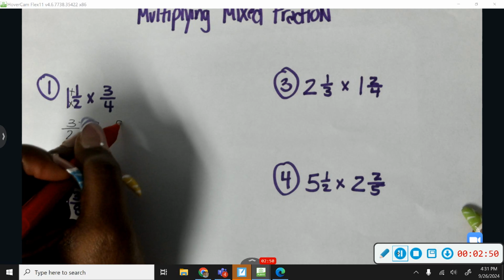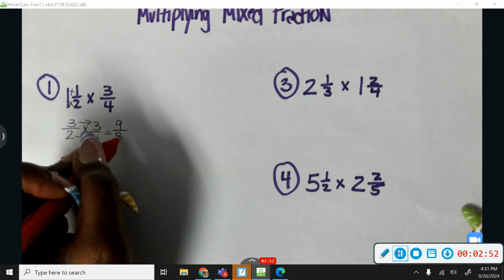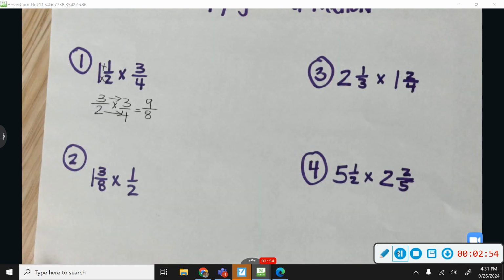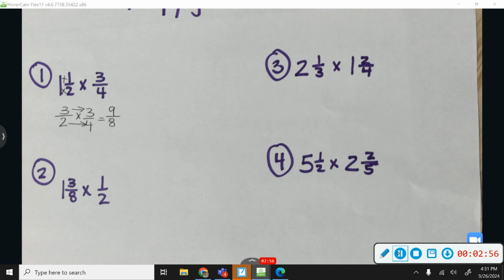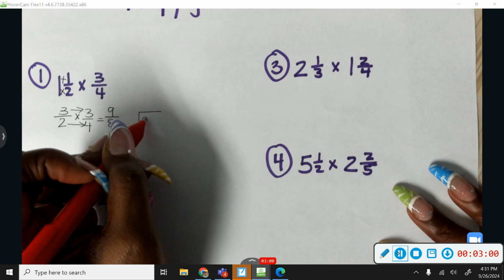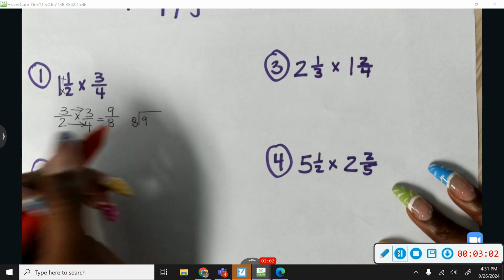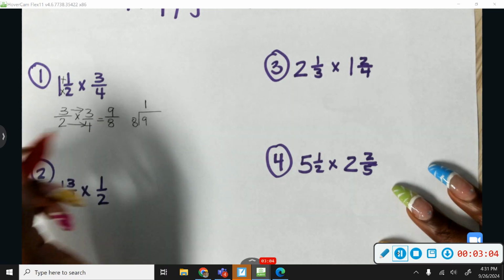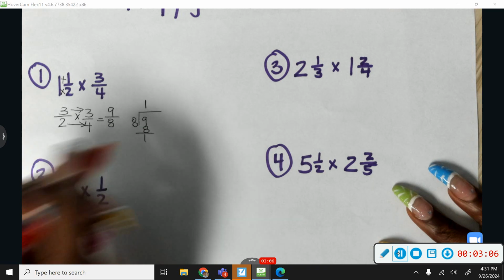I have 9/8. Now, of course, we can't leave it like that. That would be an improper fraction. So I'm going to just divide it. 9/8. 8 goes into 9 one time. And I have 1 left over.